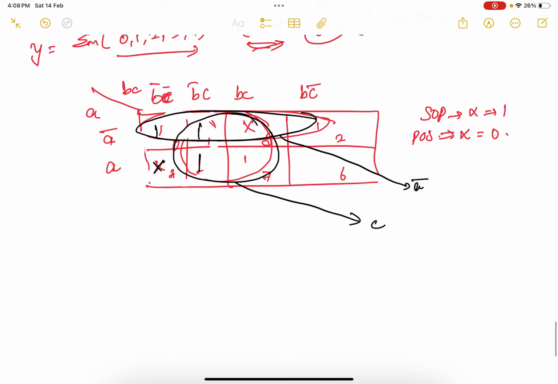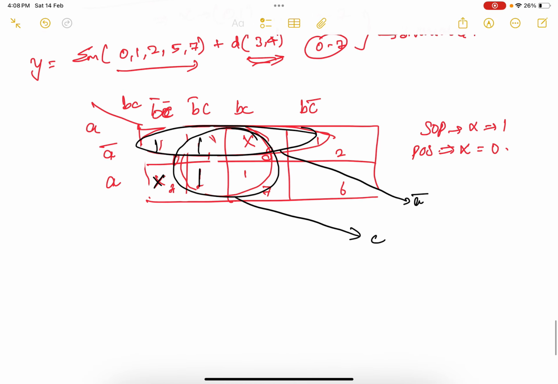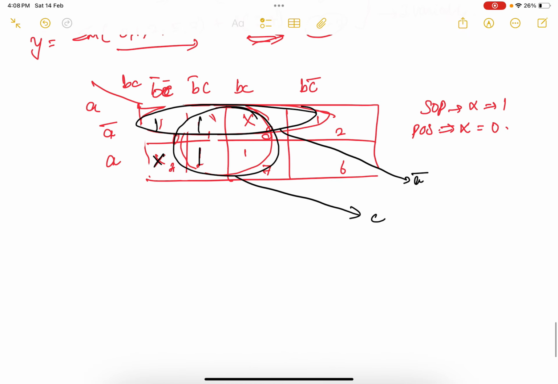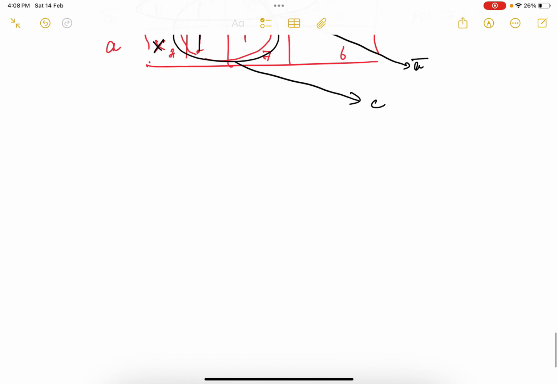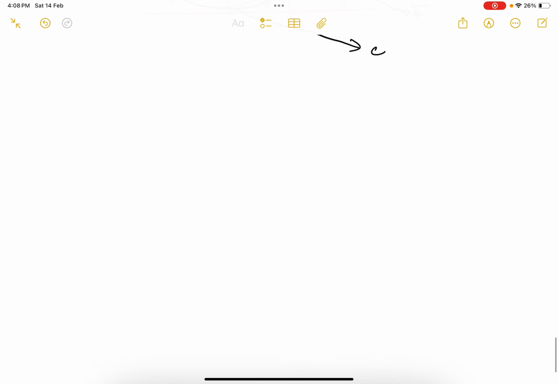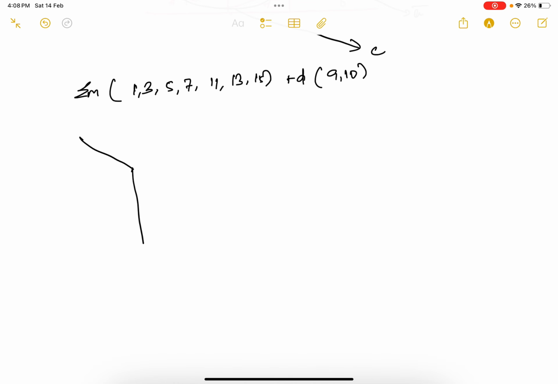Okay, for example if you want to write in terms of expression and simplify also, you will get the same type of answer. So this will be applicable even if you go with your 4 variable K-map. So now summation m 1, 3, 5, 7, 11, 13 and 15 plus. So what are the variables missing? That will be written over here. So 9 and 10.